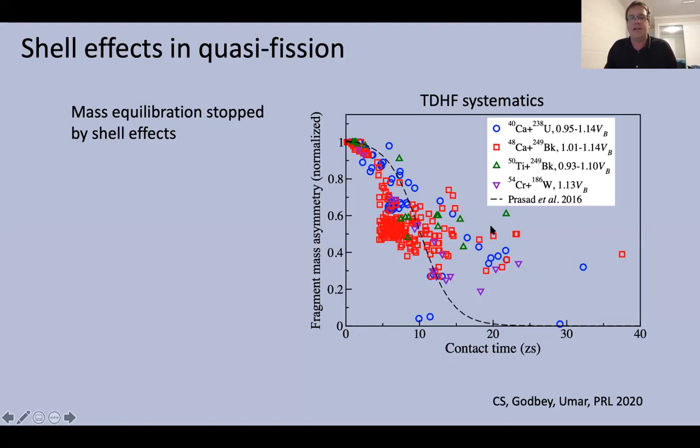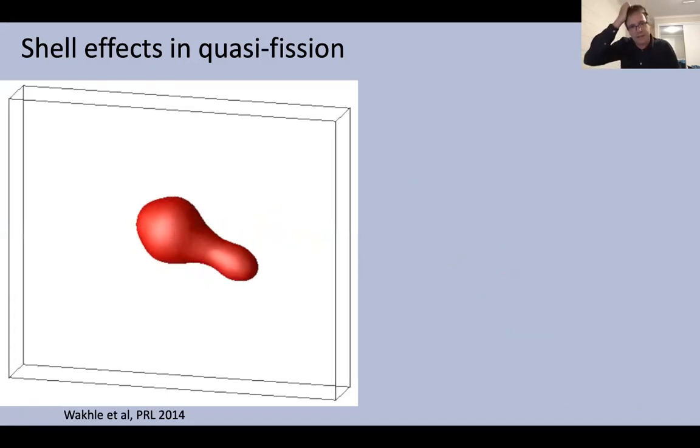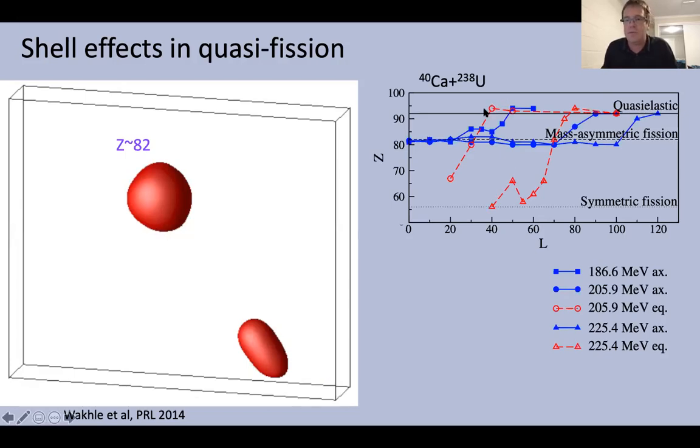What happens is usually shell effects stop the mass equilibration during the quasifission process. I will illustrate that with a couple of reactions which we have studied theoretically and some of them also experimentally. The first one is calcium-40 on uranium-238. What you have here in the exit channel often is the formation of a heavy fragment with about 82 protons. That's characteristic of the magic gap for lead. This is just one calculation, but when you perform a series of calculations at different energies, different orientations, and different angular momenta, you get a systematic of results.